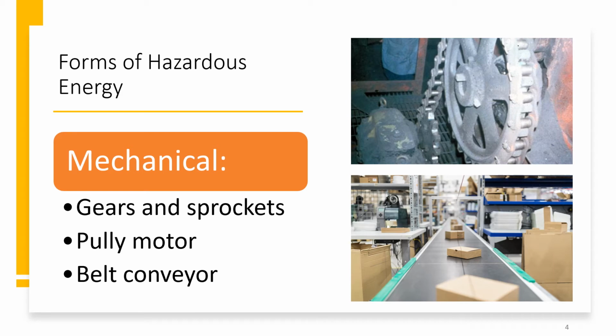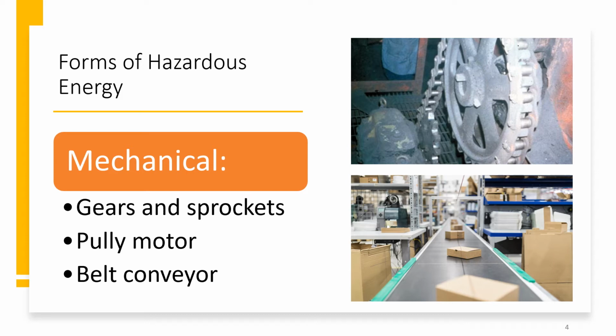Look at mechanical. When we think about mechanical, gears and sprockets, pulley motors, belt conveyors, those kinds of things, you can see from the picture on the top here. Think about a gear and a sprocket, something that's going to have some power behind it. So we know we have to control this energy, not only to take care of the maintenance, but also because typically we have to take a guard off of something when it comes to these types of things.